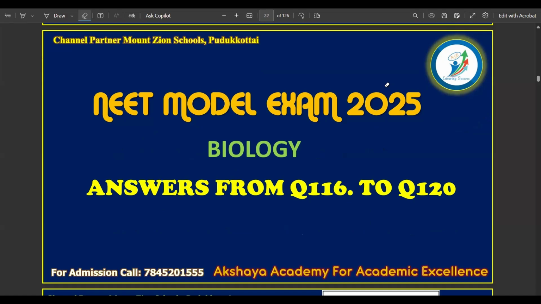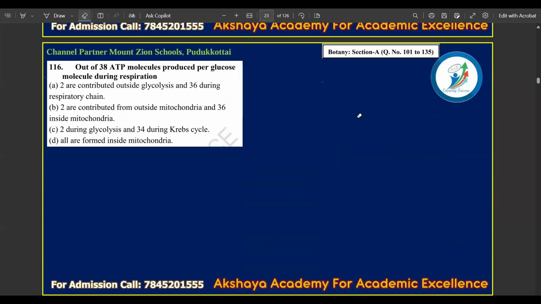Let's see question number 116 until 120. So first question, the question number 116 says that out of 38 ATP molecules produced per glucose molecule during respiration, 2 are contributed outside glycolysis and 36 during respiratory chain. 2 are contributed from outside mitochondria and 36 inside mitochondria. Then 2 during glycolysis and 34 during Krebs cycle, and all are formed inside the mitochondria.